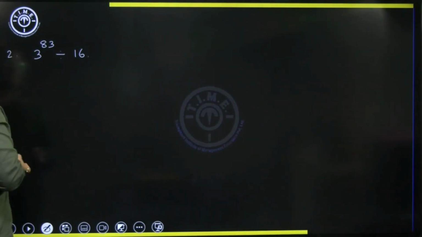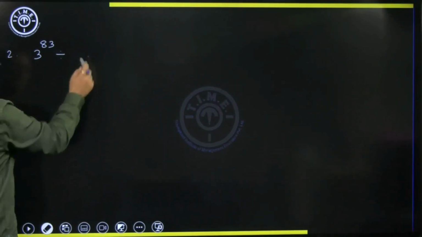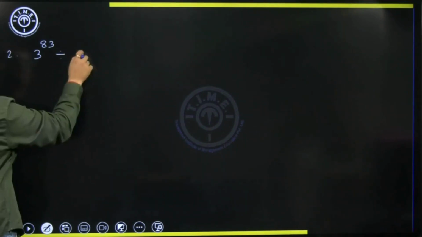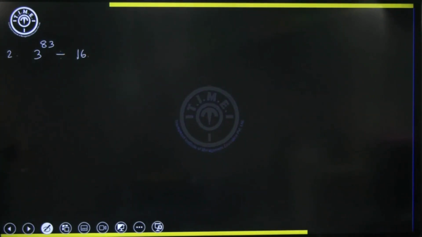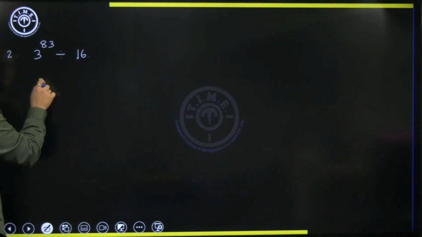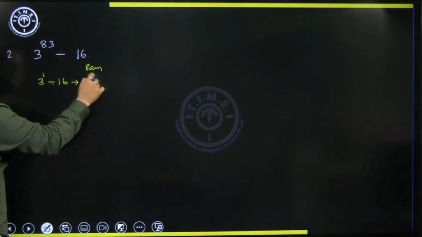So how do we go about this? Let's take 16 only. Now, let's go for the pattern method. There could be other ways, as I said. So, by the pattern method, can I say 3 power 1 divided by 16, what's the remainder? It's 3.